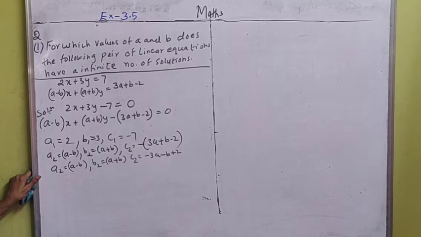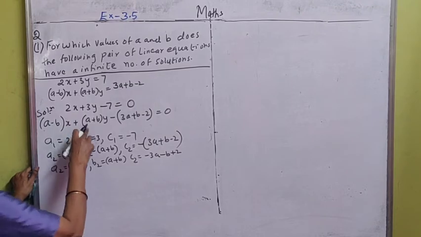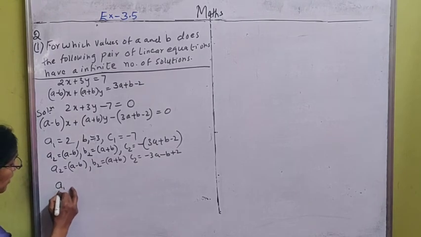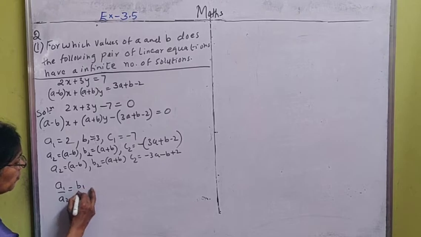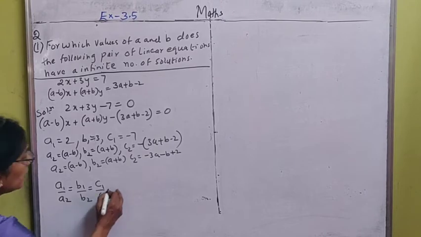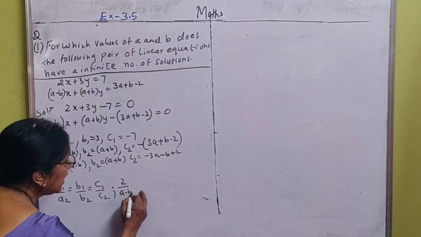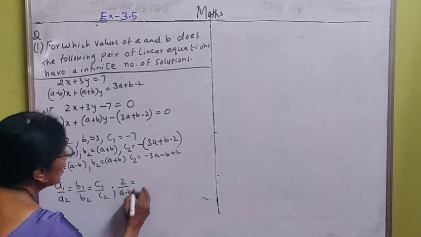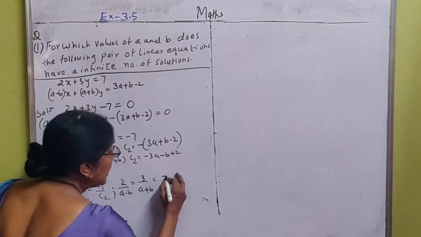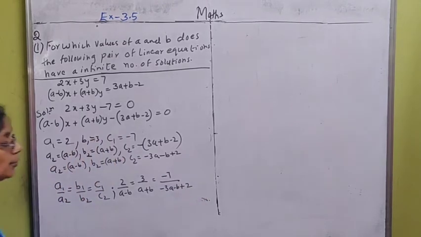Now what shall we do? What do we have to find out? For infinite solutions, a1 by a2 should be equal to b1 by b2 should be equal to c1 by c2. So we will substitute the values. What is the a1 value? 2 divided by (a minus b) is equal to 3 divided by (a plus b) is equal to minus 7 divided by (minus 3a minus b plus 2).